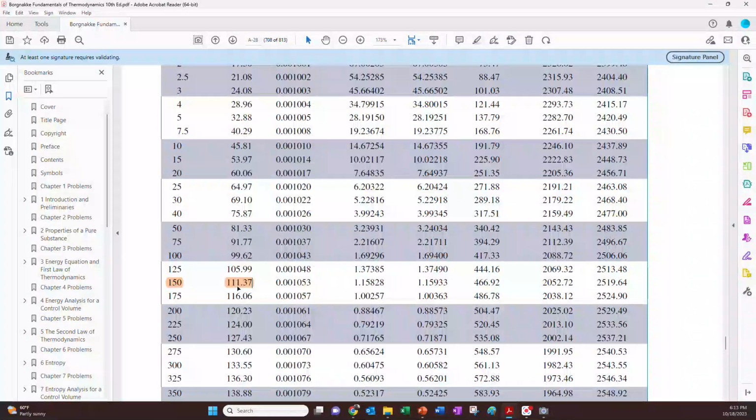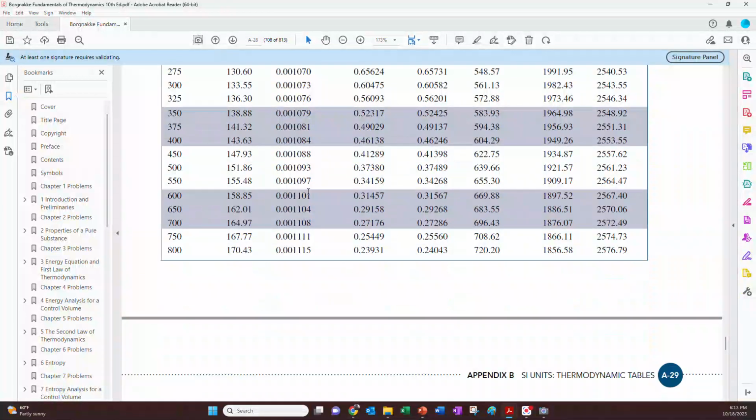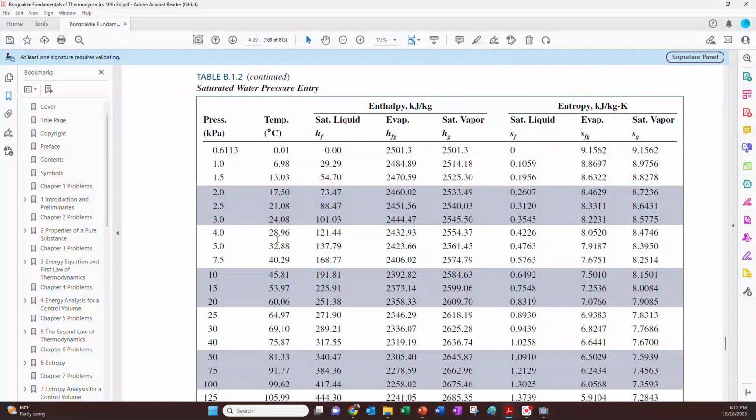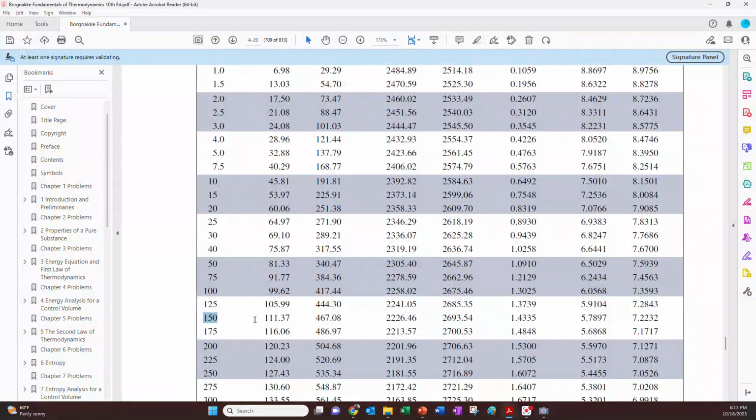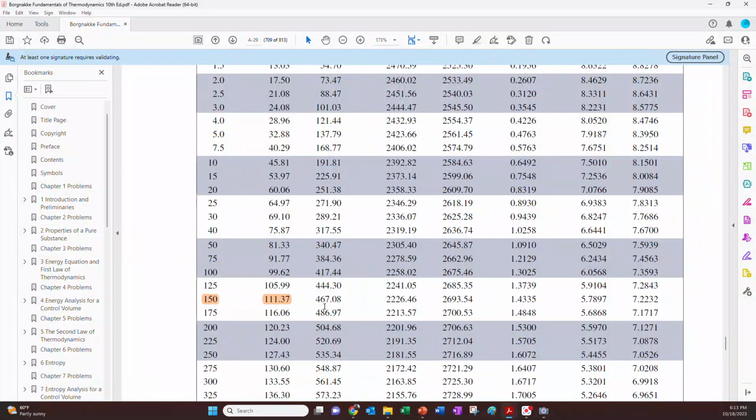Well, I guess the TSAT doesn't matter in this case. But if we were to ask what the final temperature was, then it would matter, right? So I'm on the specific volume page. I have to go to the next page over for the 150 right there. And this is enthalpy. So let's take a look at our enthalpy. Here's the enthalpy of the fluid, and here's the enthalpy of the gas.